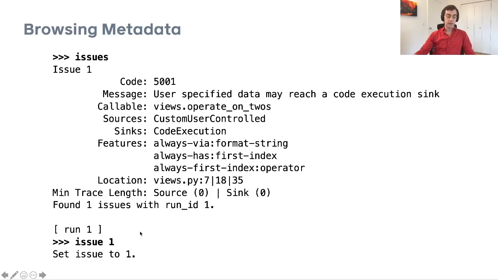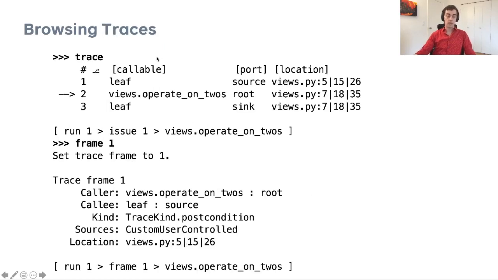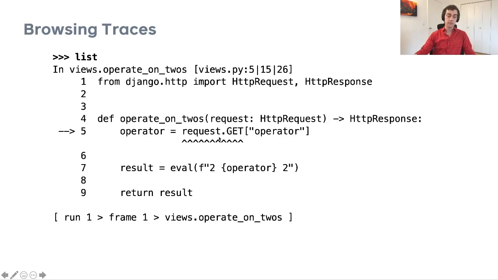So once we have an issue that we find interesting and we want to look into, we can type issue and then the issue number, and that'll focus SAP on that one issue. We can ask it to show us the trace from source to sink. We can look into any one of these trace frames. And from there, we can list the code and get SAP to point us to exactly where the source was or exactly where the taint propagated at any point along the flow from source to sink.